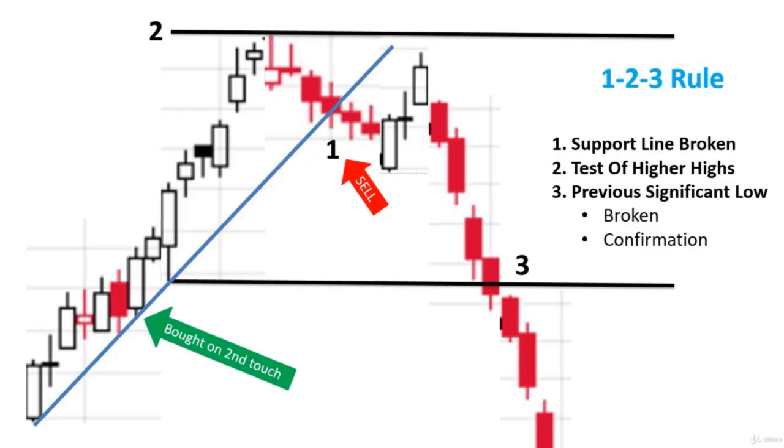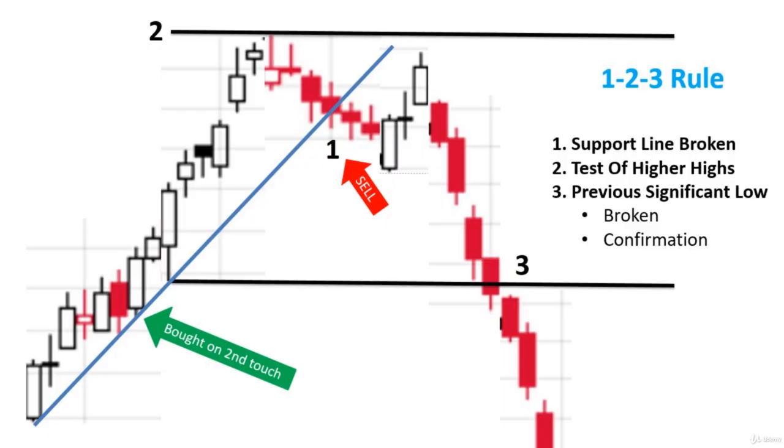But if you want to try 1-2-3 to see if it's more of a false type of breakage, then the second step, after the support line is broken, is you're watching for it to test the higher highs. It might go down a little bit more, might go sideways, but then you're looking for a turnaround and for it to go back up and test the higher highs.